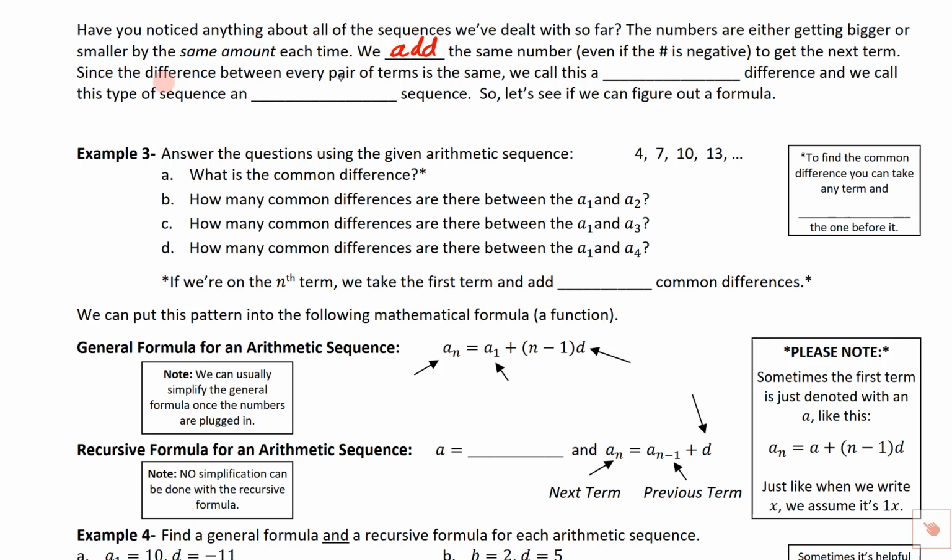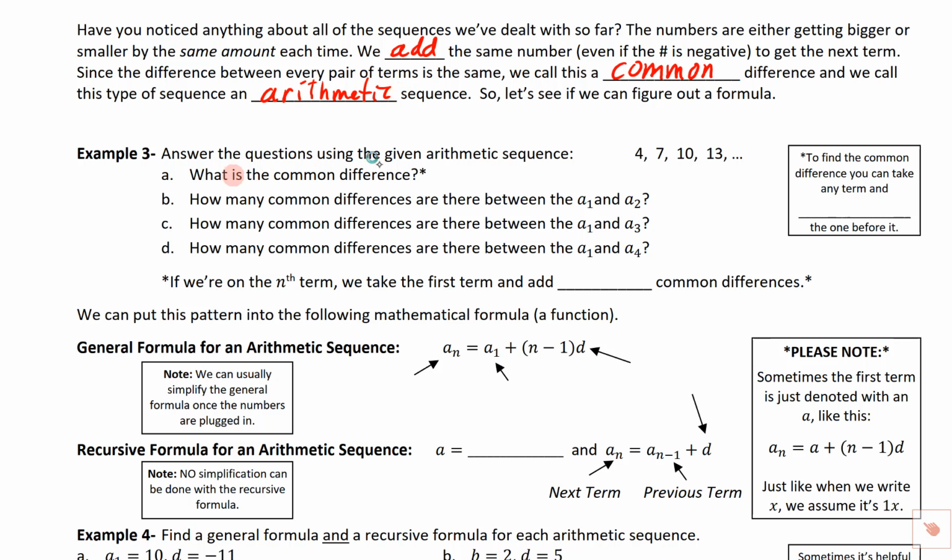And since the difference between every pair of terms is the same, we call this a common difference. So let's write the word common right here. We call that a common difference, and we give a special name to that particular type of sequence. We call that an arithmetic sequence. So arithmetic. We pronounce it a little bit differently again because it's an adjective. So let's see if we can figure out a formula for these arithmetic sequences.